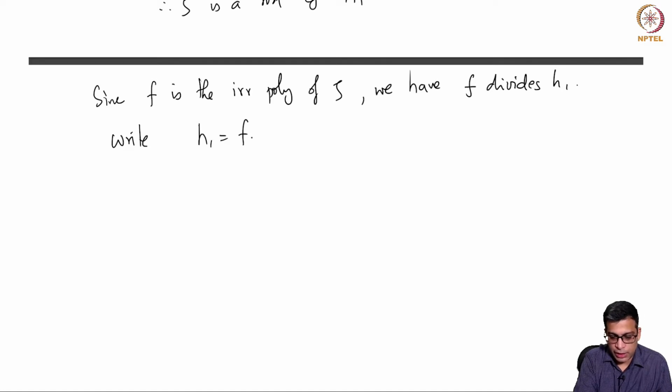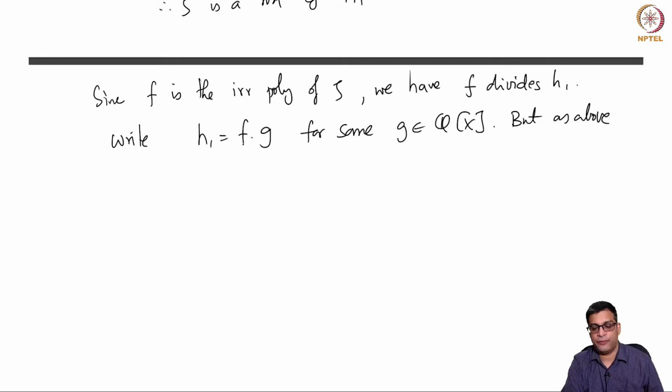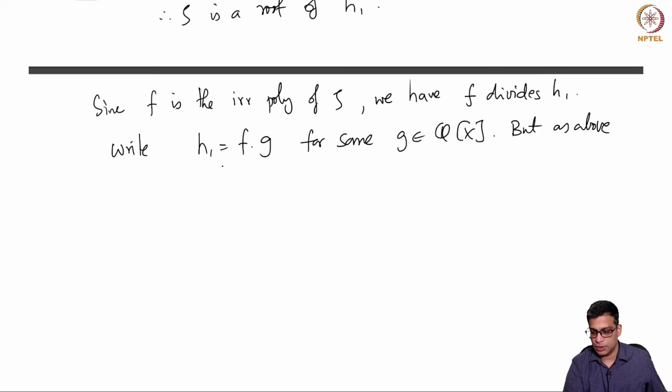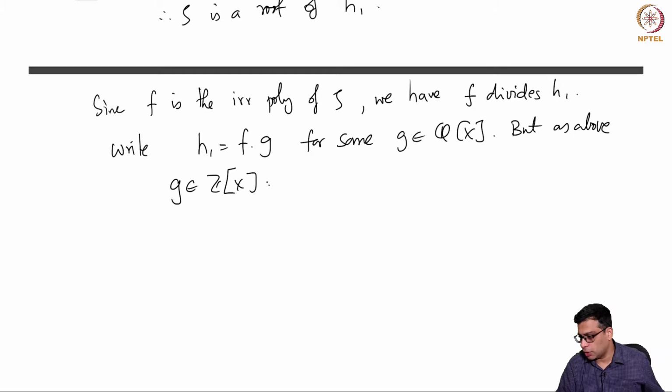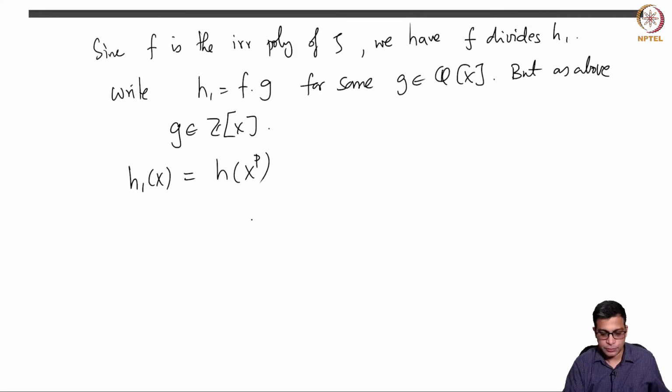So we can write h1 equals f times g for some g in Q[x] a priori, but as above, because f and h1 are integer polynomials which are monic, because h1 is monic because h is, g is in fact in Z[x], right? So now let's see where we are. We have h1 of x, which is by definition h of x power p. Now this is a crucial statement I want to make.